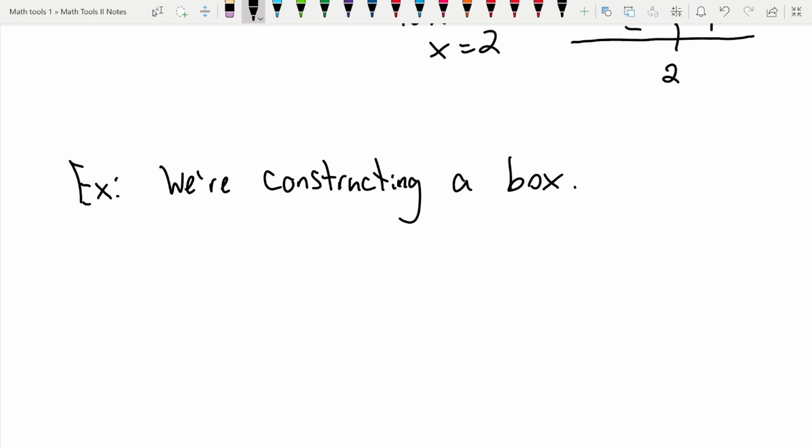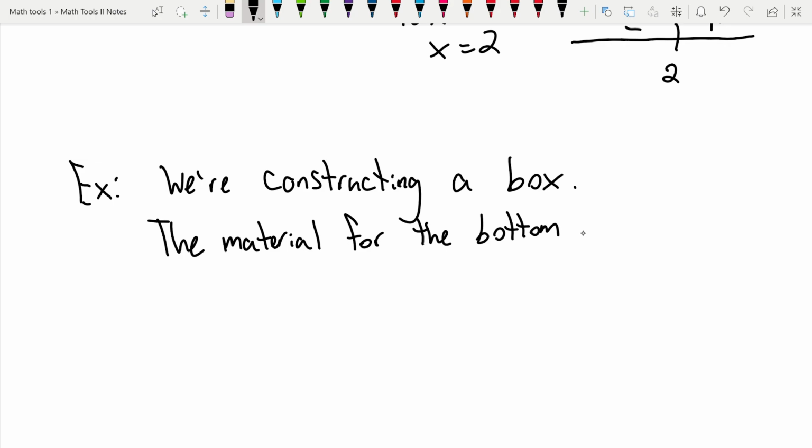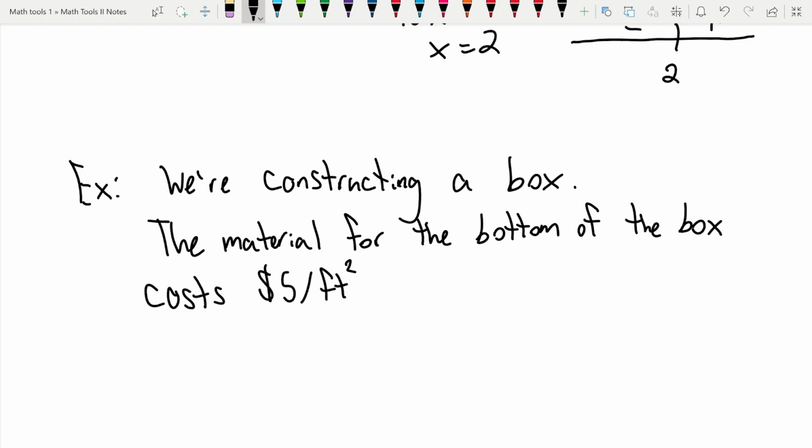Okay. The material for the bottom of the box costs $5 per square foot, and it notes that the bottom is square.